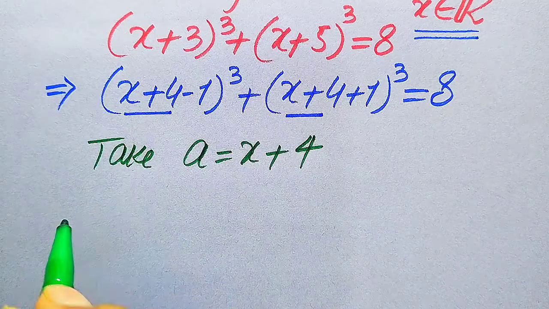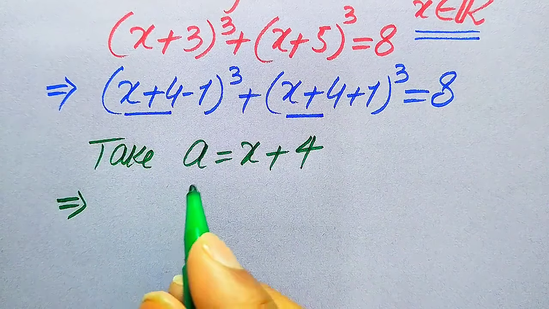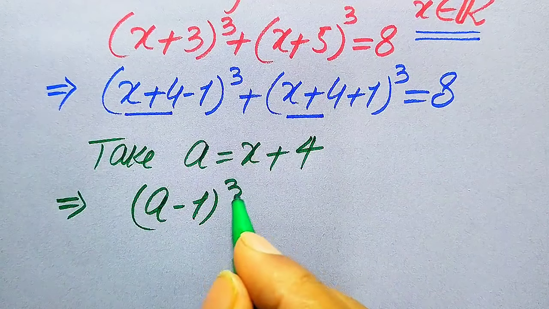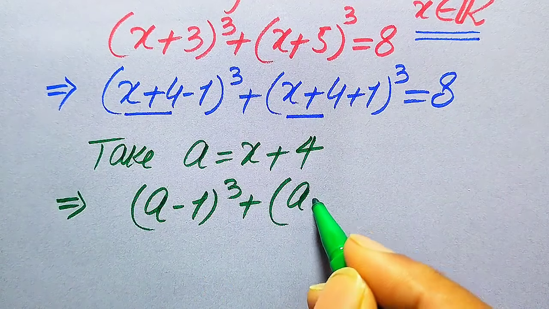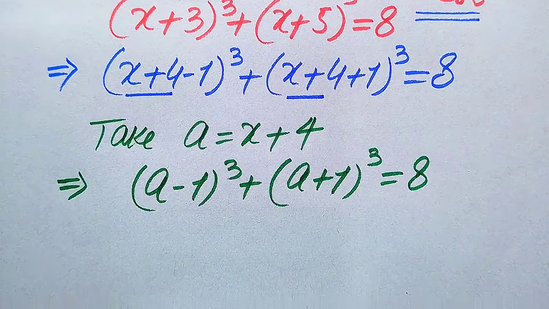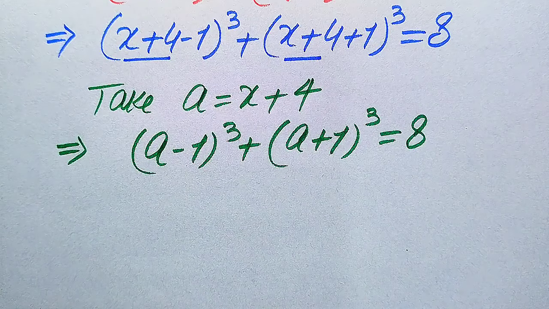So when you substitute x + 4 = a, it becomes (a − 1)³ + (a + 1)³ = 8. And here we use the nice cubic formula to solve this problem, and you know about that.